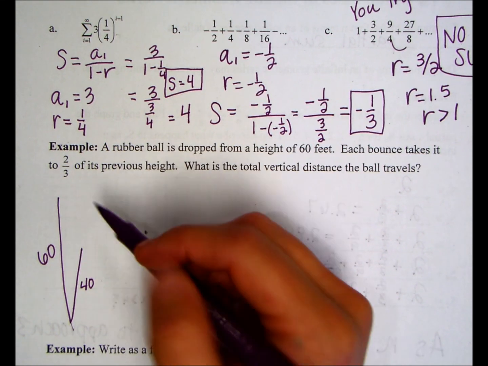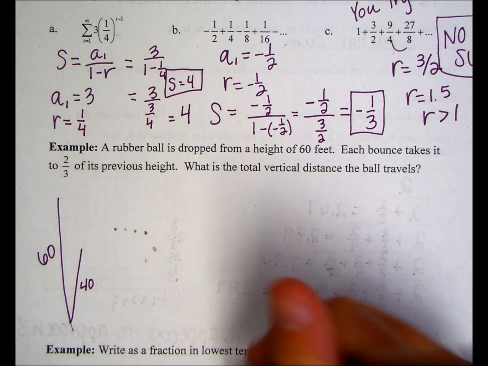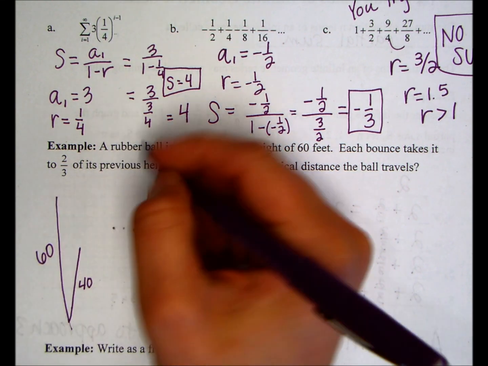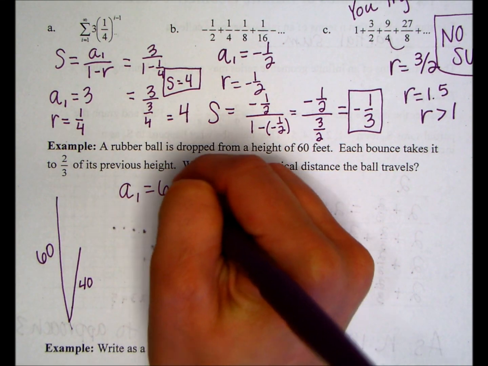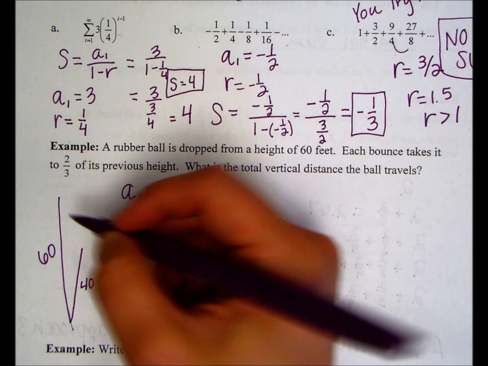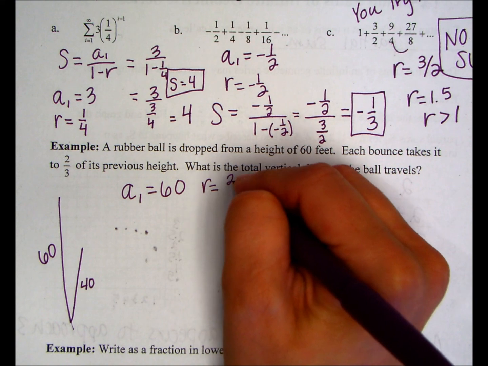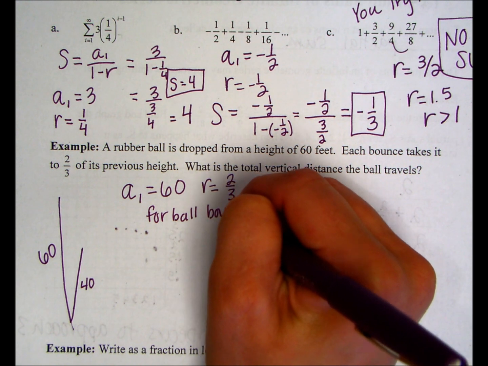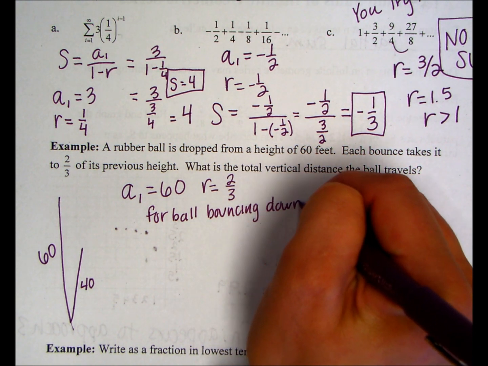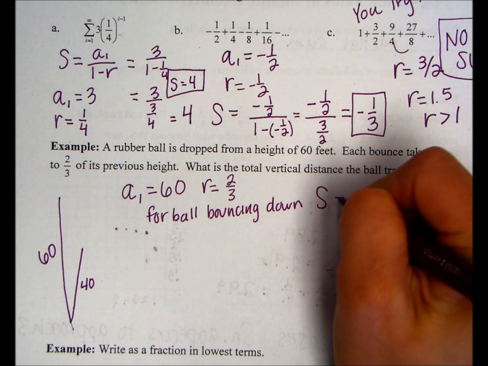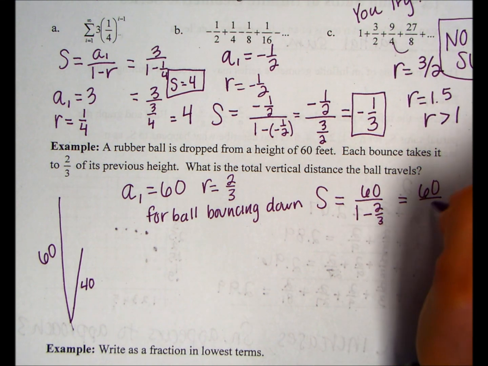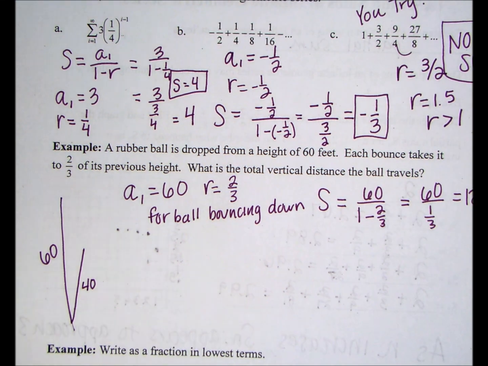I have to worry about all of my down, when the ball bounces down, and when the ball bounces back up. So if I focus on when the ball bounces down first, my a sub 1 is starting at 60, and my r value, every time it is changing, is 2/3. So this is for the ball bouncing down. If I find the sum here, it's going to be 60 over 1 minus 2/3, which is 60 over 1/3, which is going to be 120. That accounts for all the times when the ball bounces down.